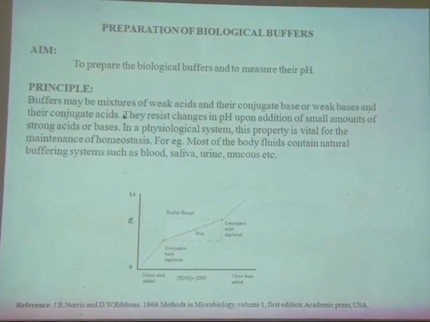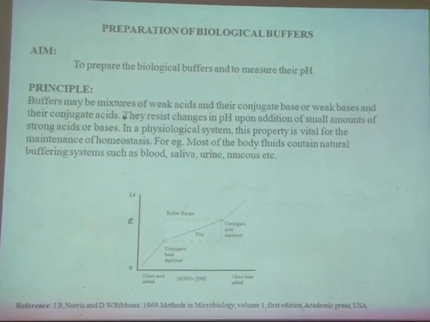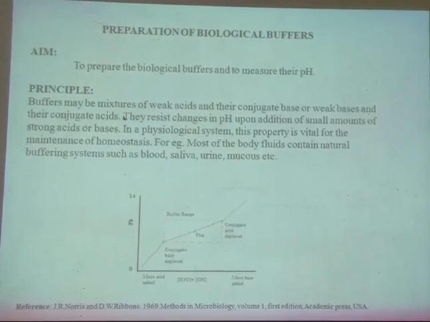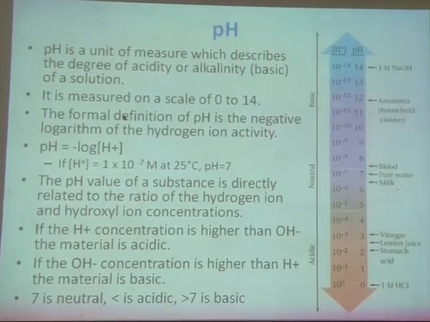For example, most of the body fluids contain natural buffering systems such as the blood buffer system, saliva buffer system, urine buffer system, mucous buffer system, and so on. As you see that, let me briefly explain what pH is.